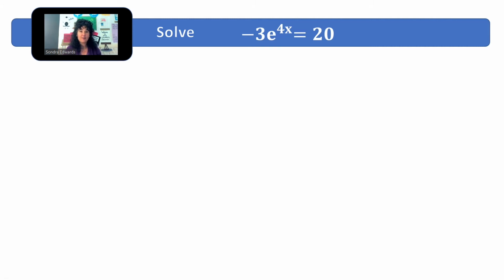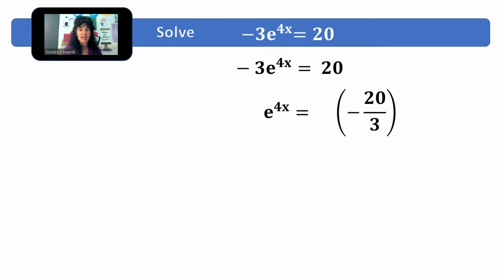Here we have another one, and we're still using strategy A. We want 1 power by itself. We do not have 1 power right now. We have -3 of these powers, right? The base is e, the exponent is 4x. That is 1 power. So we need to get that 1 power by itself before we log and lasso. To get e to the 4x by itself, I'm going to divide both sides by -3.